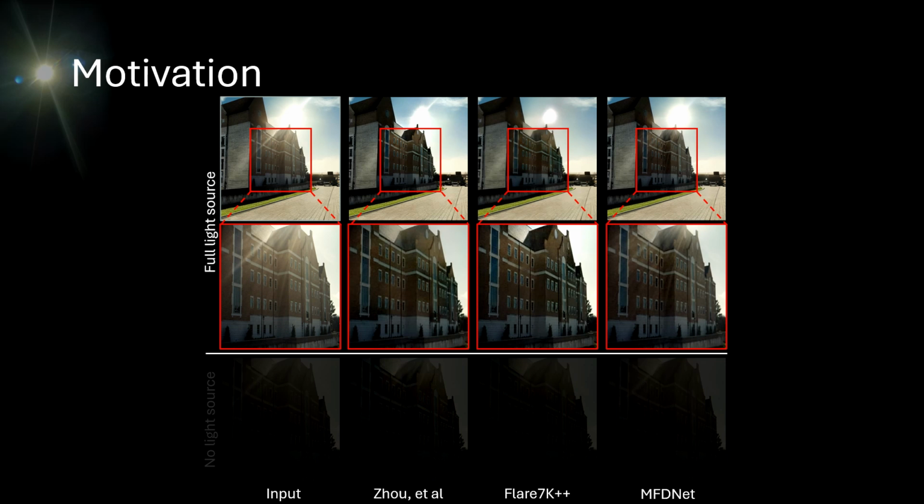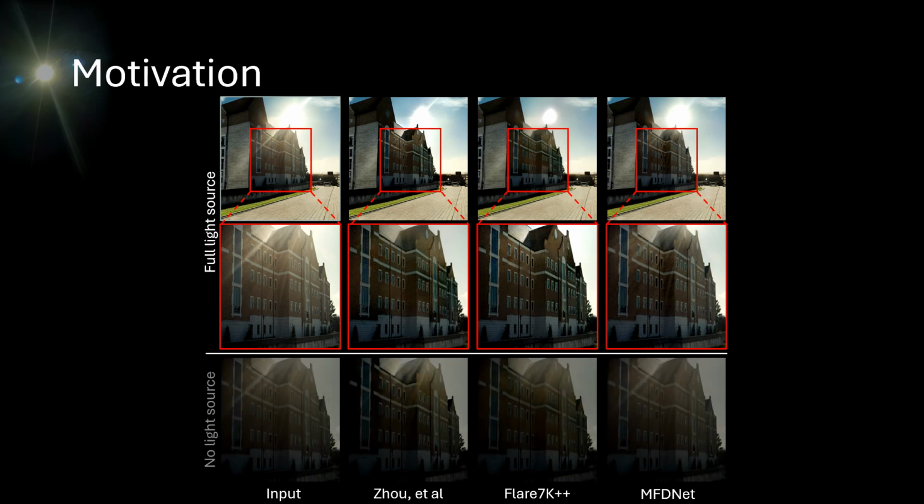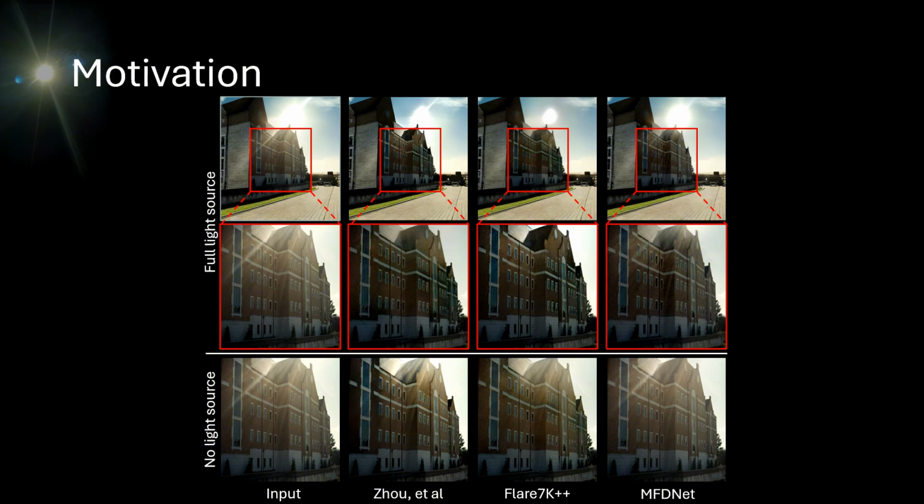Next, to validate our observation, we evaluate different methods on other real-world images. Interestingly, with complete light sources, all three methods effectively remove lens flare. In scenarios lacking a complete view of light sources, however, all three methods degrade. This further highlights the motivation behind our work.